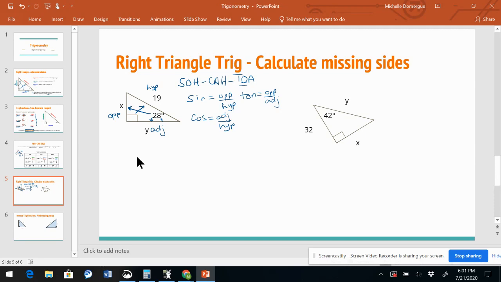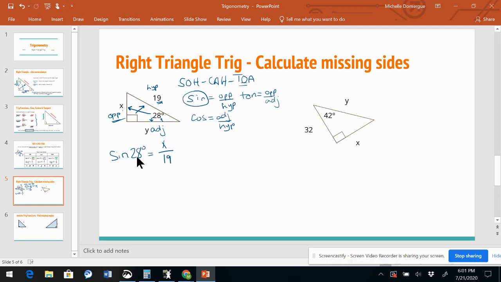If I want to solve for x, I see that I have opposite and I was given hypotenuse. So which one of my trig functions can I use that has the ratio with opposite and hypotenuse? Well, I go over here and I see I can use my sine function. So I take the sine of 28 degrees, and I know, again, sine is opposite over hypotenuse. So I'm going to get opposite is x in this case, and my hypotenuse is 19.